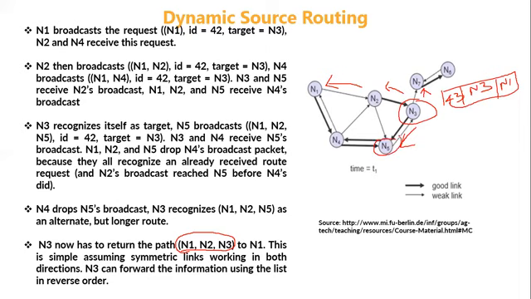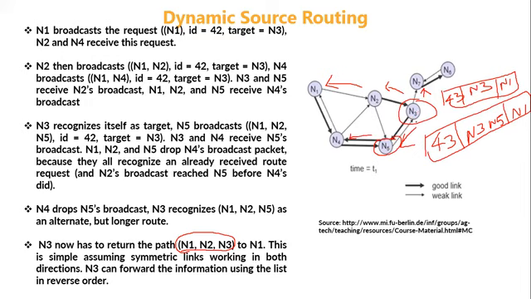Now N5 will check whether this is a duplicate packet. No. Is it the destination? No. So again it will broadcast the same packet 43, but to the path it will add N5 also: N3, N5, and N1. Sorry, N1 is the destination. Okay. So all this information it will add to the packet and it will broadcast. So from N5 again it will broadcast to N3 and also to N4.